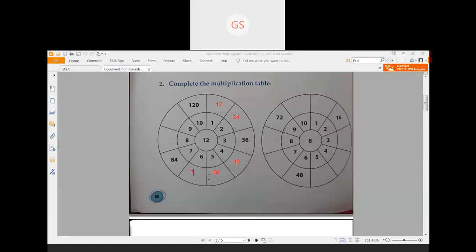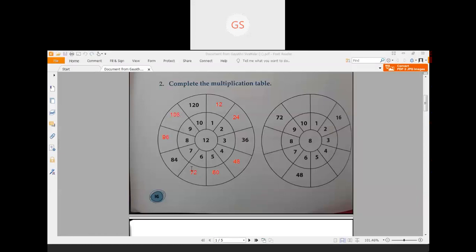Are you all comfortable with multiplication tables? 72, ma'am. Yes, now next one. 84 is there. Next one. 12 eights are 96. Very good. The last one. 12 nines are 108. Very good. Finally, we completed this.